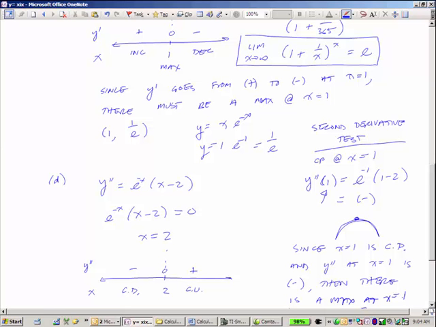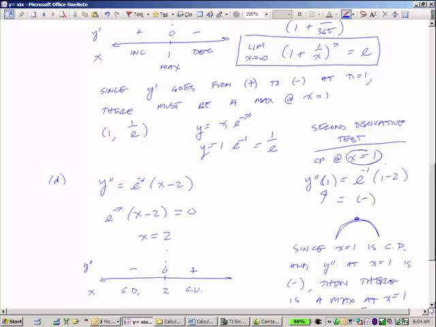Sam? So are you saying that if the critical point is at x equals 0, that's when it fails? Or... If you plug the critical point into the second derivative, and it equals 0, it means that the second derivative test didn't work. And it means you have to go back to the first derivative test. Okay.